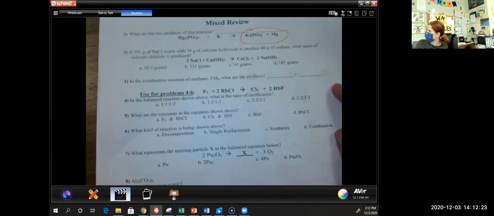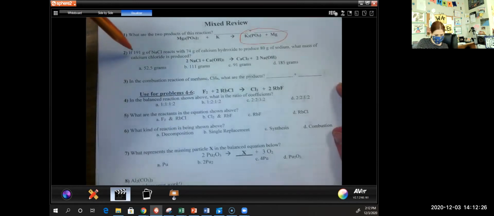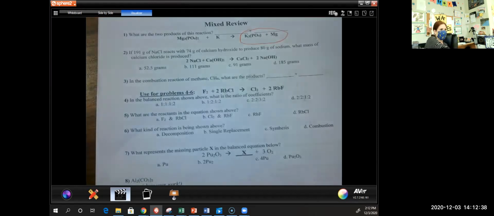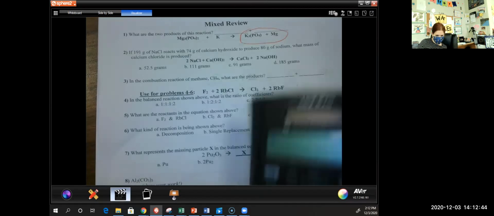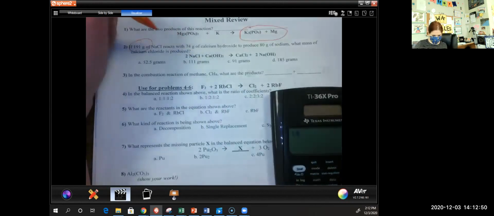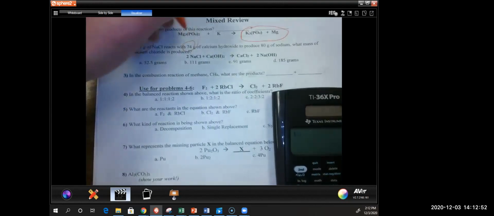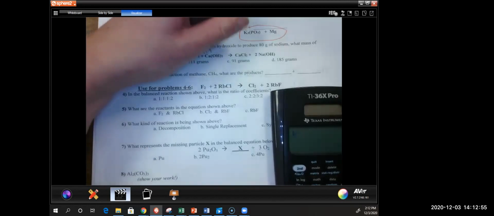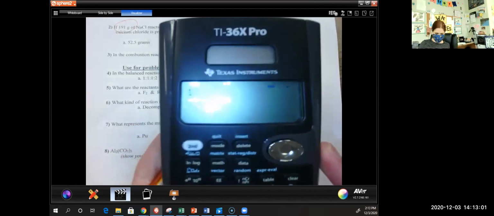All right, so on this review here, it says if 191 grams of NaCl reacts with 74 grams of calcium, what is the mass of calcium chloride produced? Okay, so how do we solve this? Is this really complicated or can we do this? We just add, yeah. So we're gonna say 191 plus 74. So that equals 265.